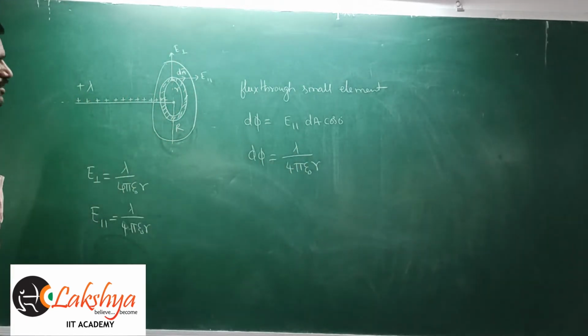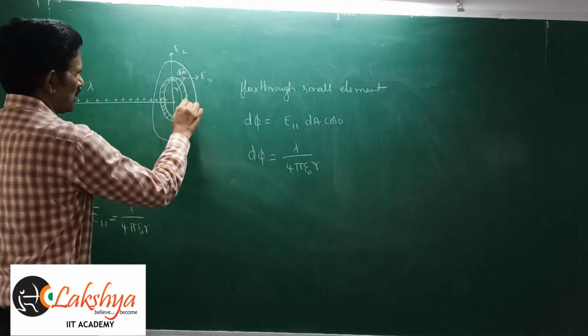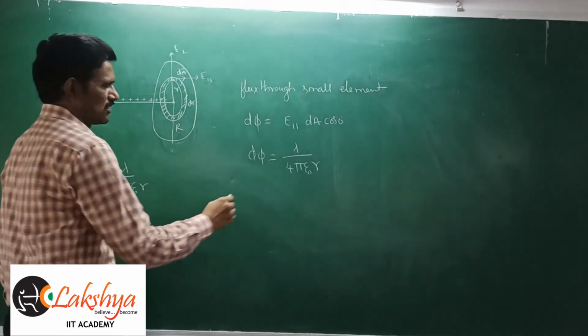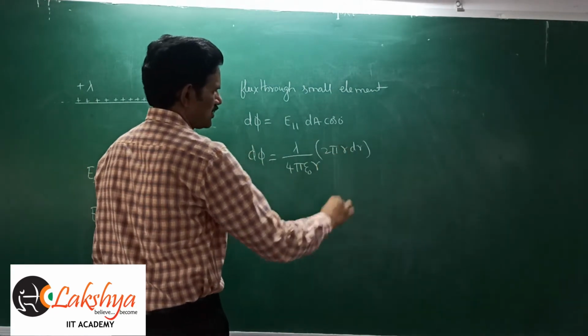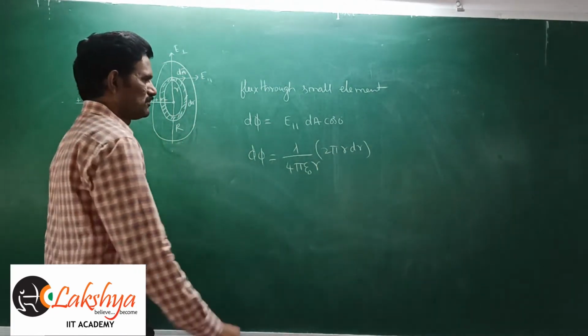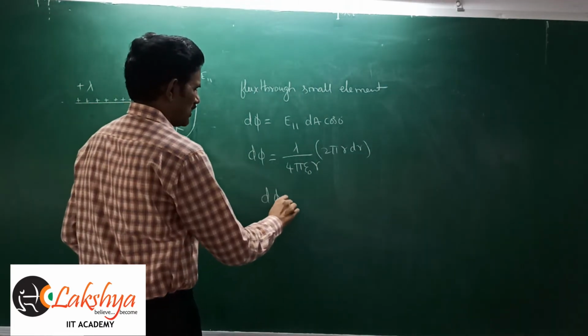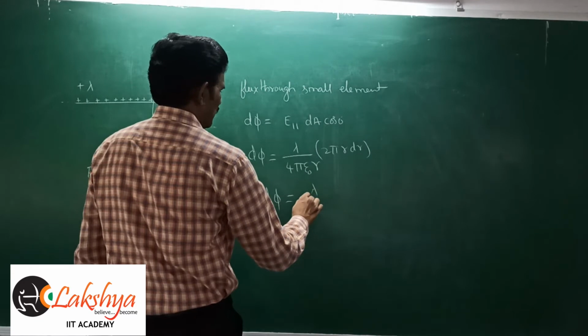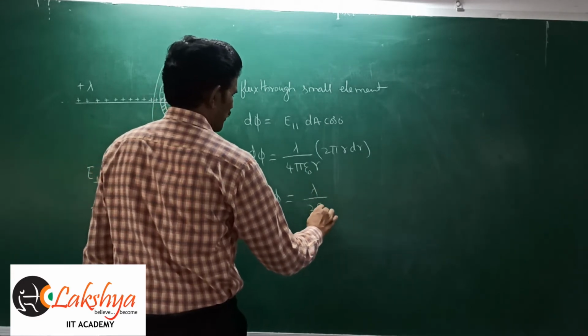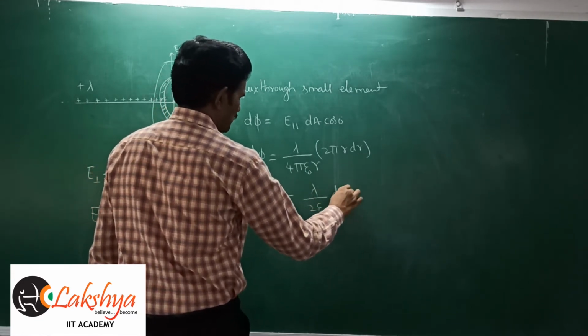area of that element we need to write. So this radius is r we are taking here, and this width let us take it as dr. And so I can write this area as 2 pi r into dr, right? That is the area of the ring element. Therefore, d phi is equal to, and so that r will be cancelled, so you will get remaining lambda by 2 epsilon naught into dr.